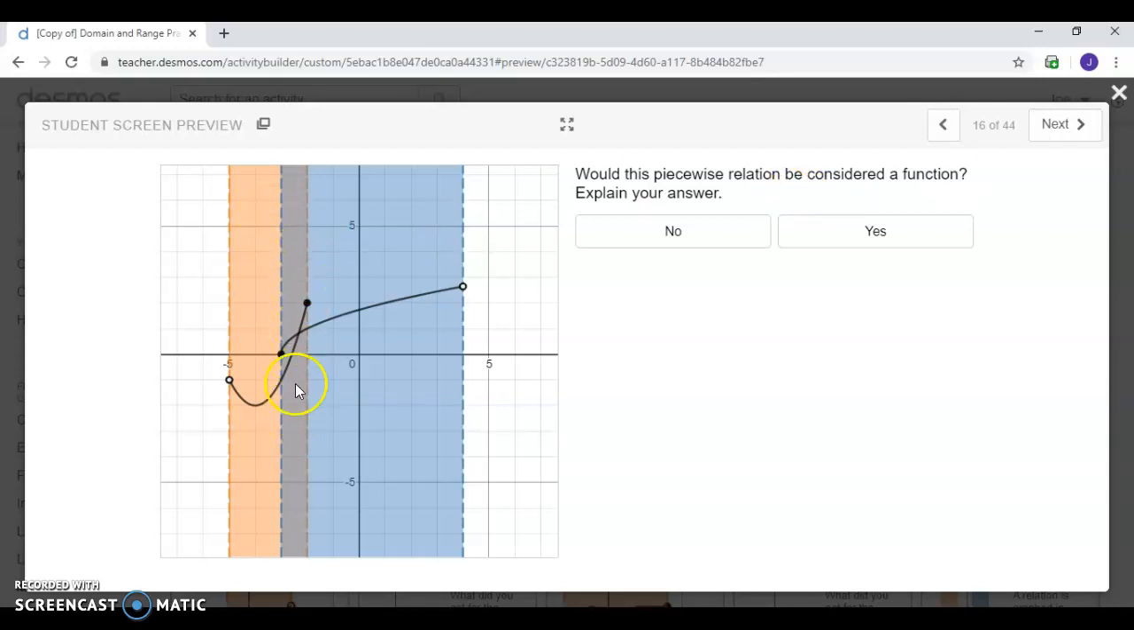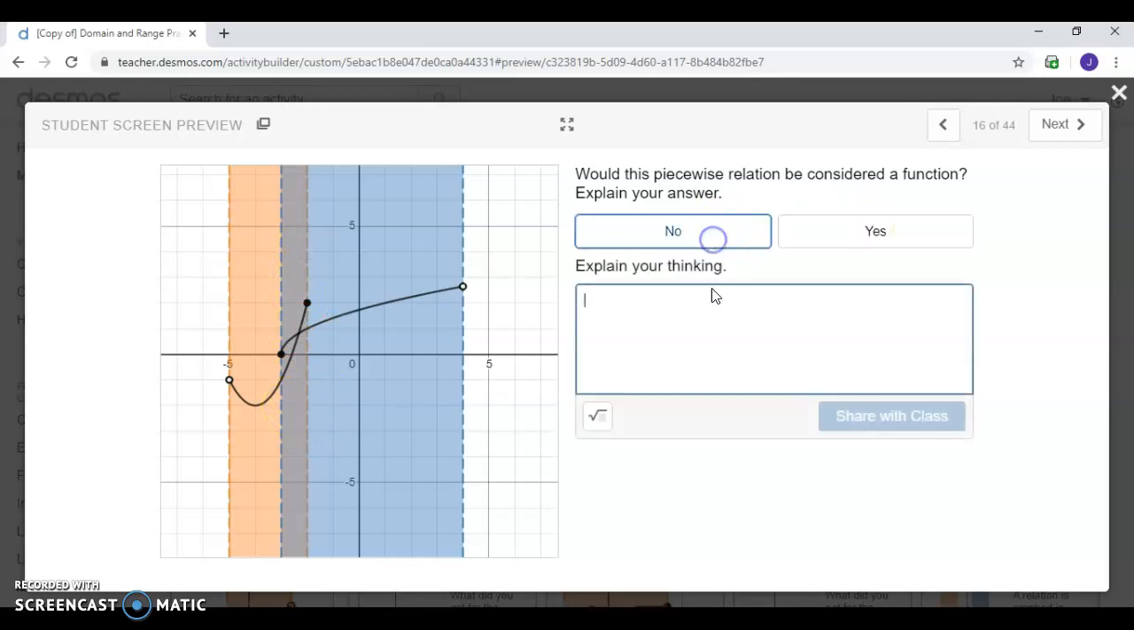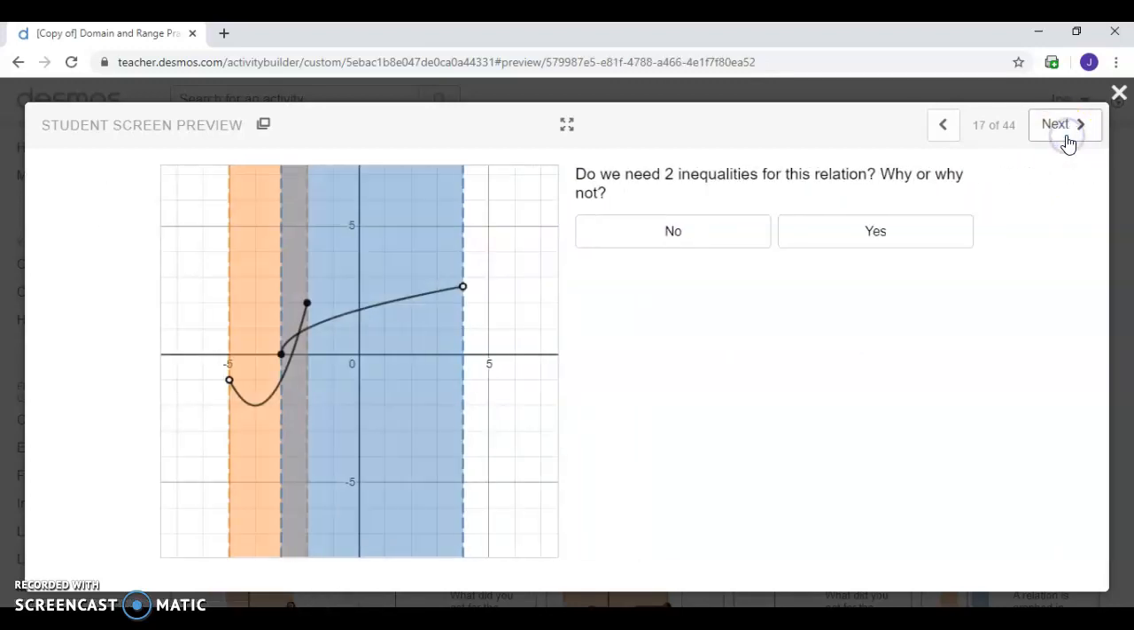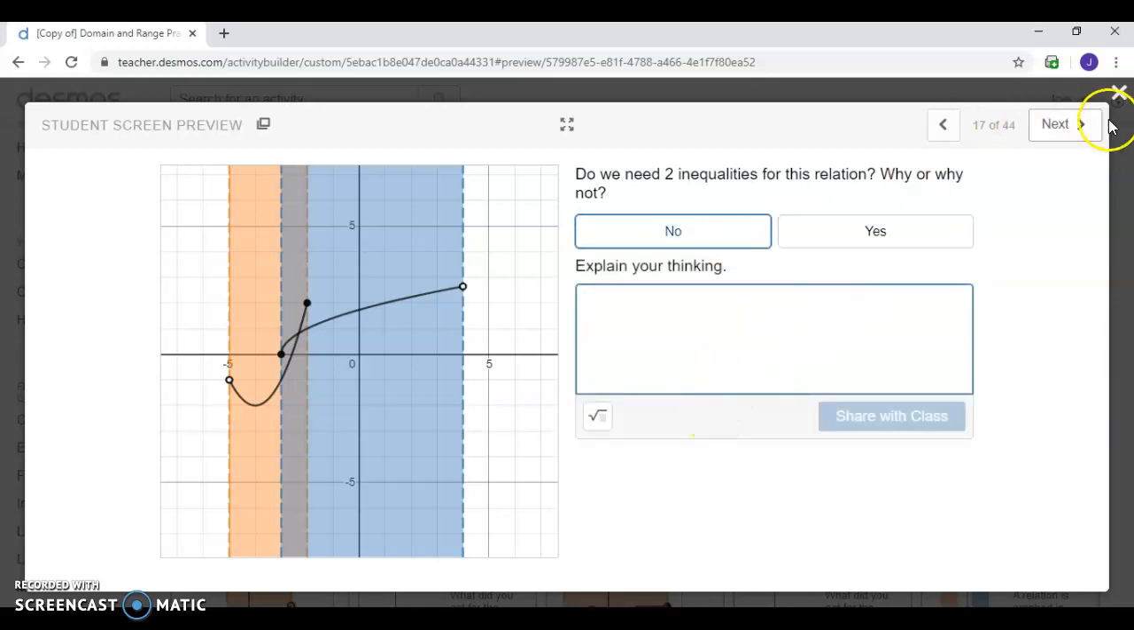Most of my students are already familiar with the vertical line test, and so they could tell me that when they explain their thinking. But then I want them to think about, because it's not a function, do they really need two different inequalities? And for the domain, they don't need two different inequalities. Really, for the range, they wouldn't either. But when they answer this, they again have to give their thinking.